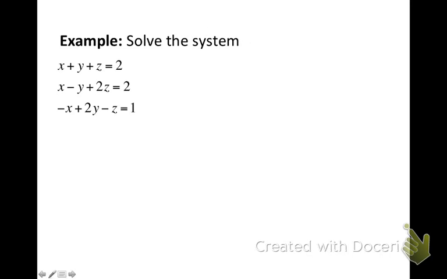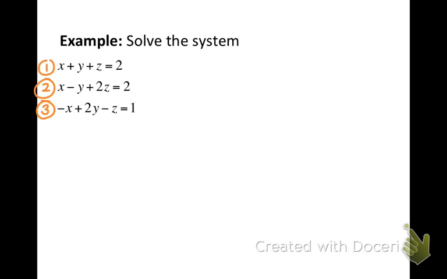Yep. All right, so we got our first equation, x plus y plus z equals 2. Second equation is x minus y plus 2z equals 2. And our third is negative x plus 2y minus z equals 1. So what I personally do, and I'm going to do for you guys so that when we're talking this through we all know what we're talking about, I put a number in front of them. So I'm going to call this equation 1, this equation 2, this equation 3.